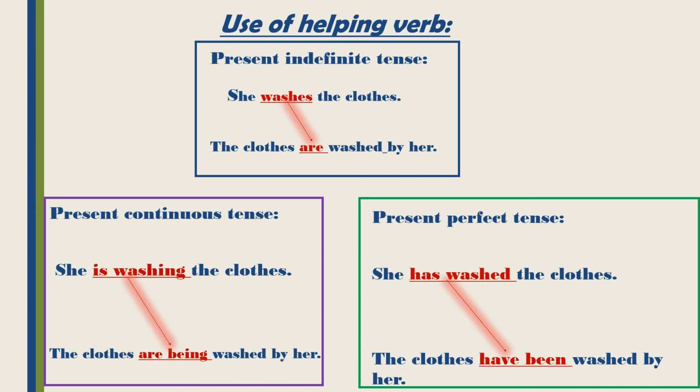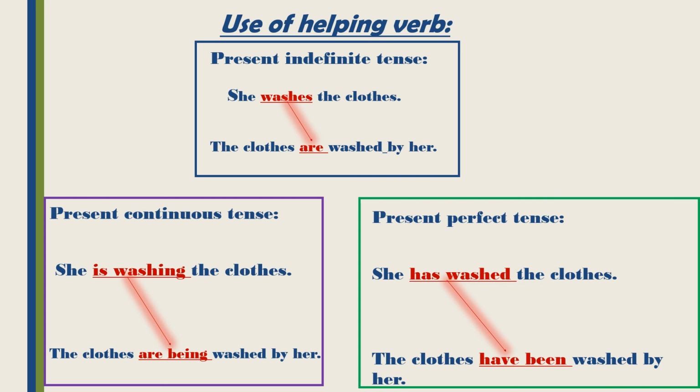In this slide, you have to focus only on the helping verb. In the present indefinite tense, we have used is/am/are. Clothes are more than one. We have selected are here. Then in the present continuous tense, we used is being, am being, are being. Clothes are more than one, so we have selected are being here. The third one, present perfect tense, the helping verb has been, have been we have to use, and the clothes are more than one, so we have to use here have been.